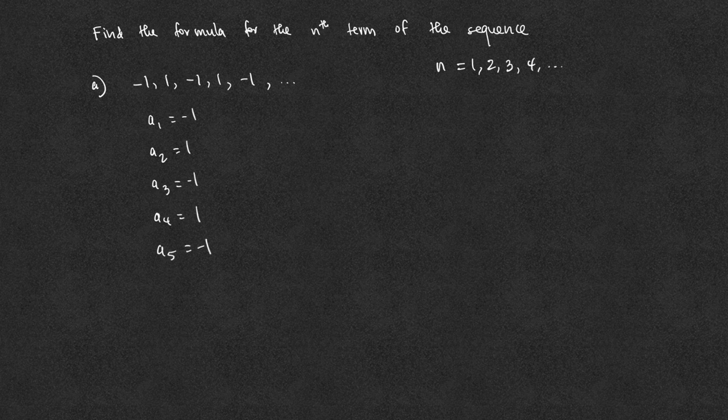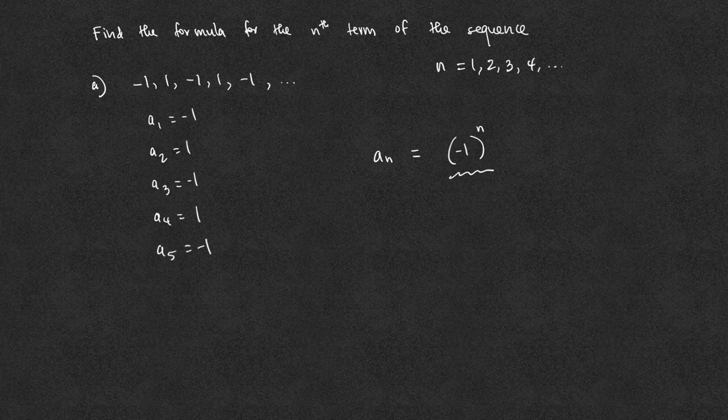The terms in the sequence are alternating between -1 and 1, and so only the signs change. What this means is that the term a sub n is a constant multiple of either 1 or -1. The expression that will determine whether the sign is negative or positive is (-1) to the n power. This expression will determine the sign only, whether it is negative or positive.